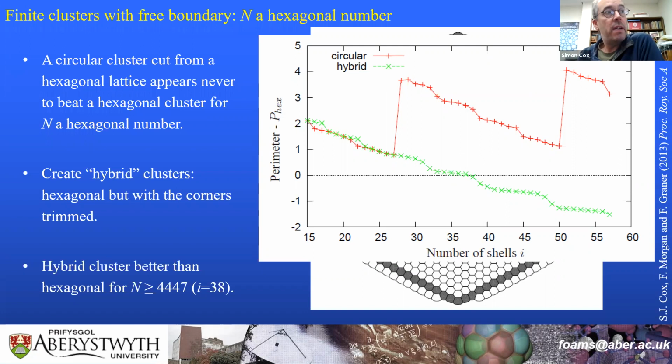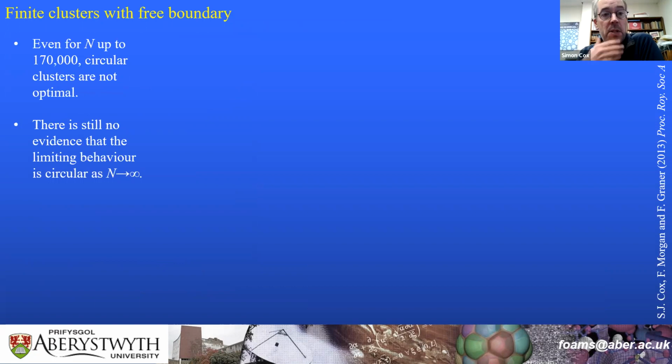And so in a vain attempt to improve my Erdős number, I published this with Frank Morgan and went up by 1. In fact, we went up to 170,000, and circular clusters are still not best. These sort of hybrid clusters, where you take something hexagonal and cut the corners off, still do best. And so, again, a conjecture that's still unresolved. What happens in the limit of very, very large clusters?